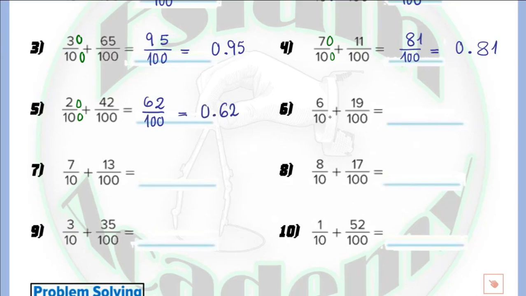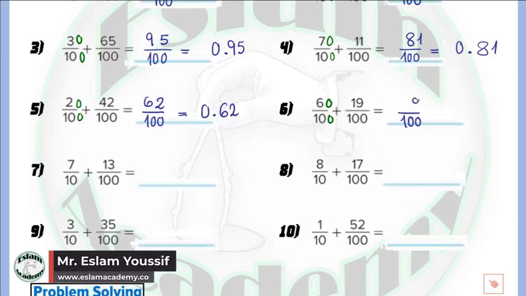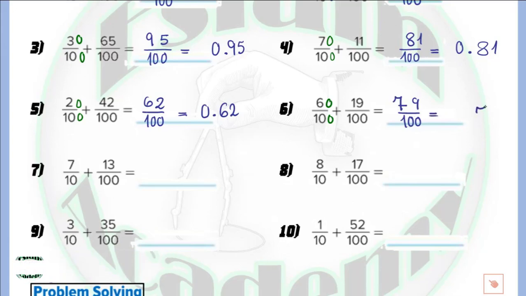6 over 10 plus 19 over 100. They have different denominators. We can't add them until we multiply up and down by 10. Now they have the same denominator, so we just write it without any change. 0 and 9 equals 9. 6 and 1 equals 7. So we have 79 over 100. Just write 79. Then because we have 2 zeros, just count 1, 2, then put the decimal point. So it will be 0.79.